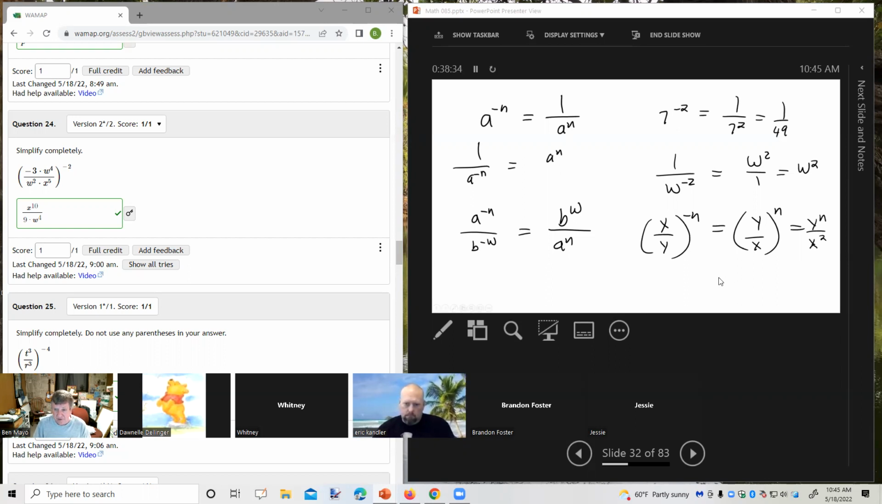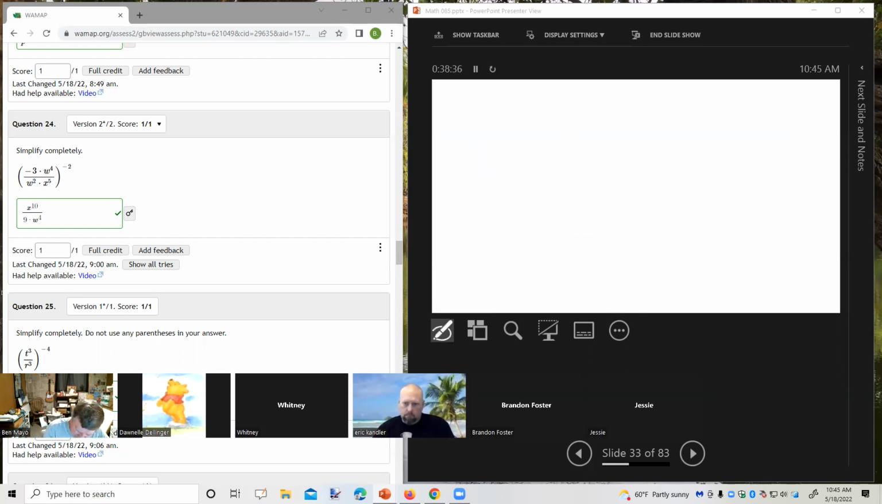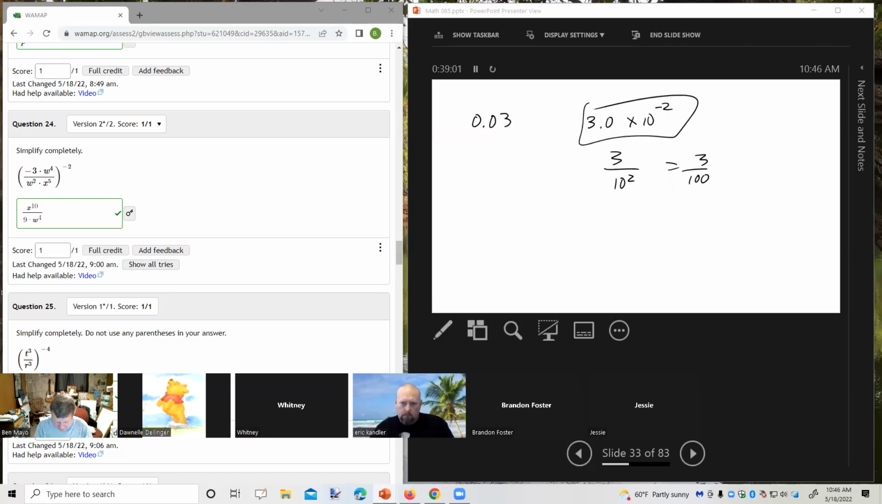So for instance, let's say that I'm asked to write this number in scientific notation. That's going to be 3.0 times 10 to the what? Negative 2 power. So you wouldn't write that, for instance, like that. Even though that's true, you'd leave it in scientific notation if it asked for that.